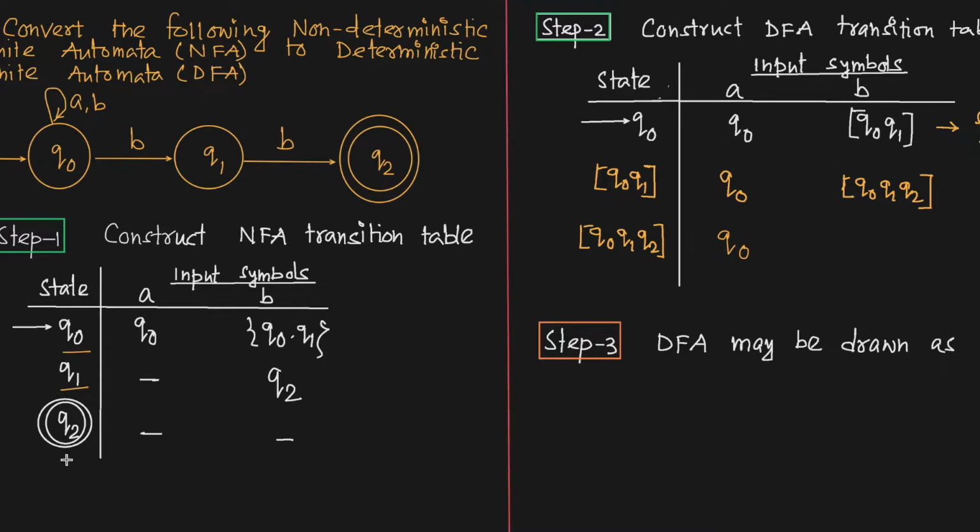Next, Q0 Q1 Q2 on B. Q0 on B is Q0 Q1, Q1 on B is Q2, and Q2 on B is empty. Their union gives Q0 Q1 Q2. So this is our new state, Q0 Q1 Q2.